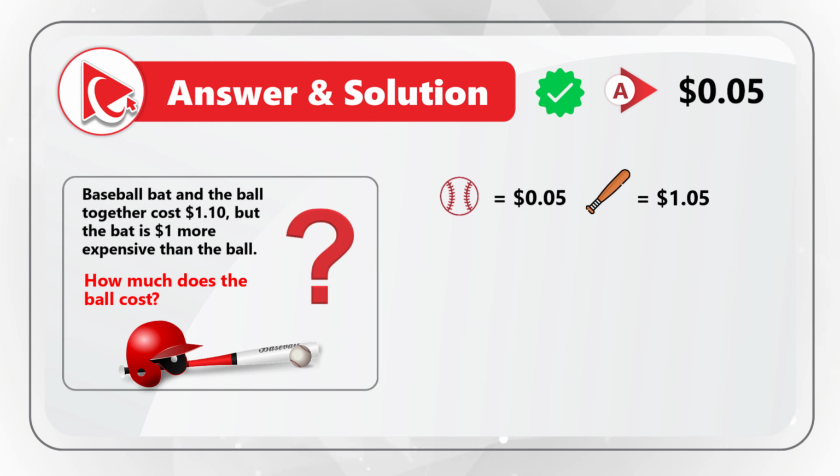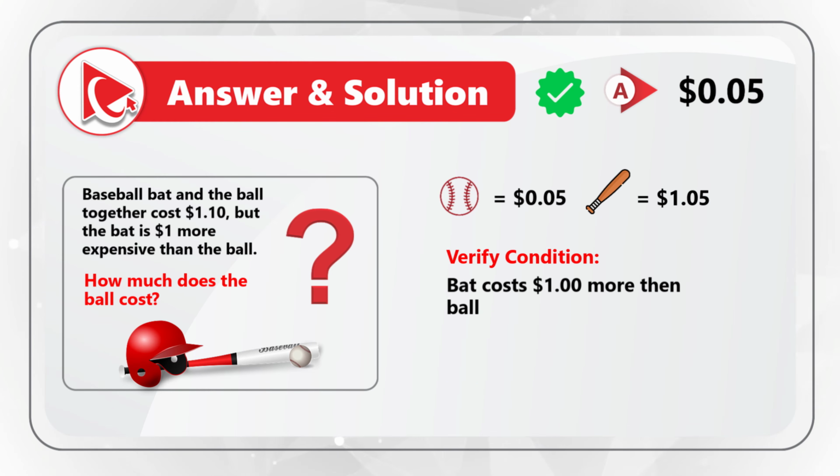Let's verify the main condition of this problem. The bat costs $1 more than the ball, which is correct. 5 cents plus $1.05 equals $1.10. And if we subtract $1.05 minus 5 cents, it equals $1. So the correct answer here is choice A. The cost of the ball is 5 cents. Hopefully you've nailed this problem and now know how to solve similar problems on the test.